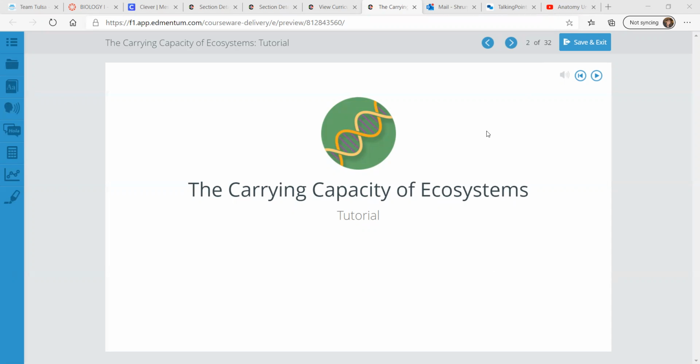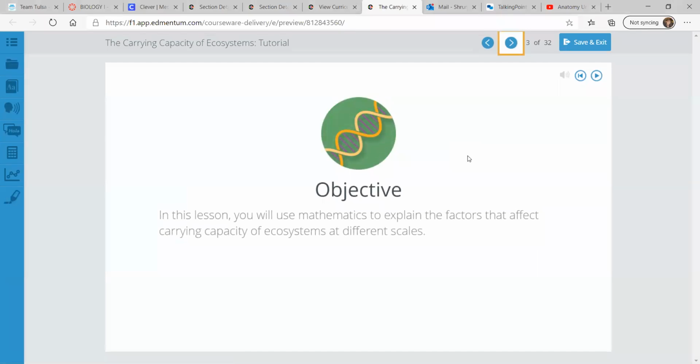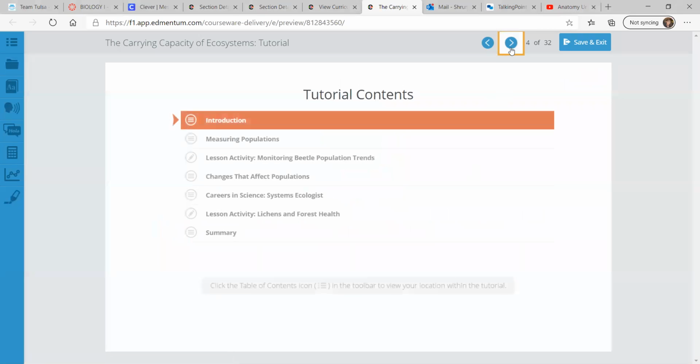And today we're going to look at the carrying capacity of ecosystems. We're back on ecosystems. We will use mathematics to explain the factors that affect carrying capacity of ecosystems at different scales. So let's get into that.